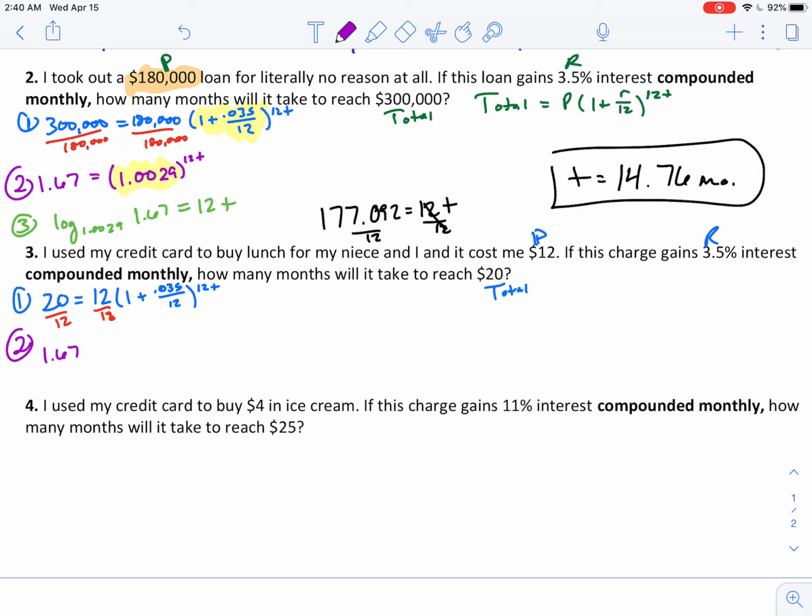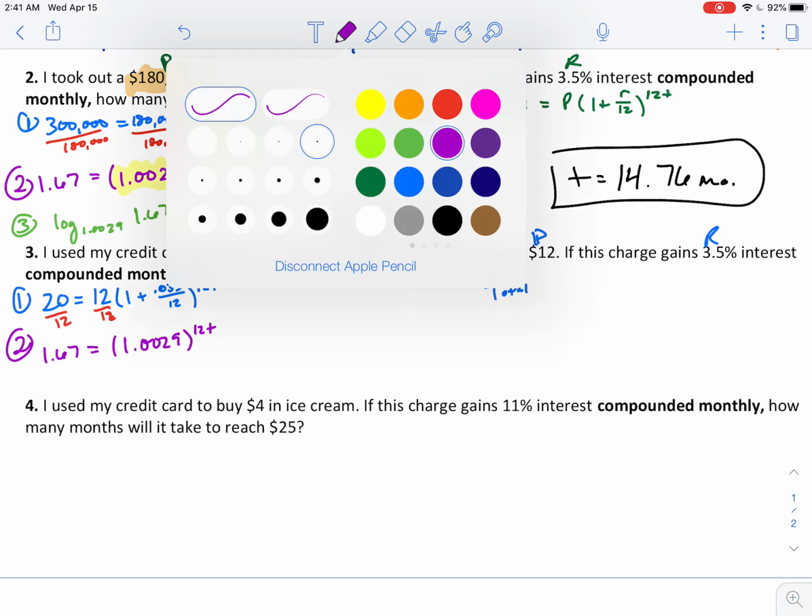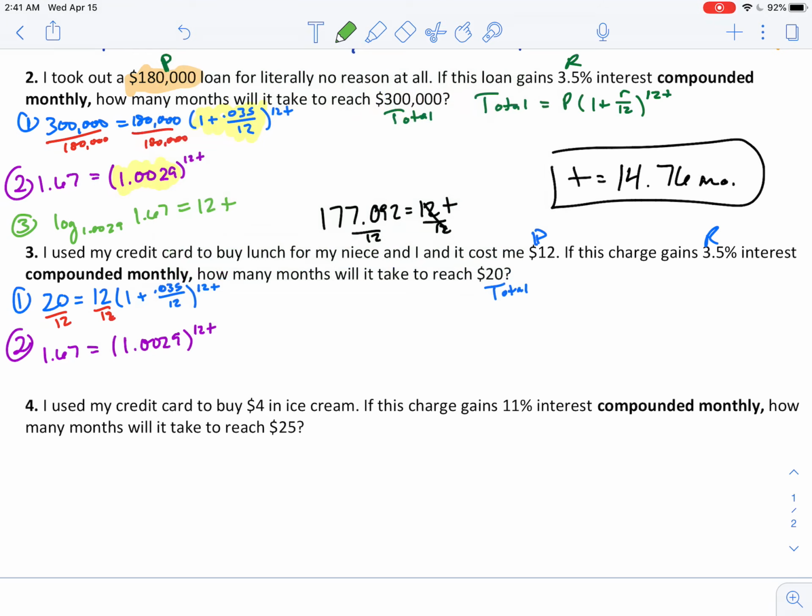All right, now step 2, let's divide this by 12 on both sides to get rid of that principal amount. So 20 divided by 12 is 1.67. Wow, that's interesting. Didn't plan that one. Equals, and I'm going to simplify this again. I'll do the same thing. 1.0029 to the 12 times t.